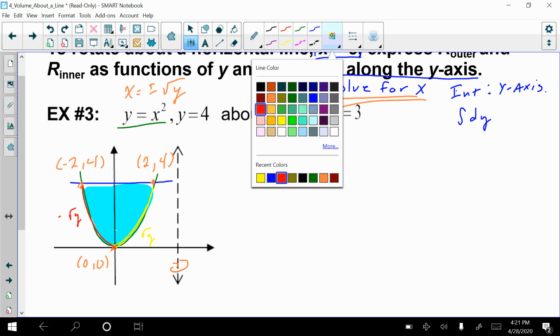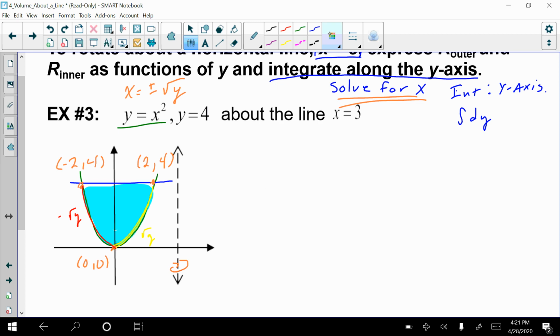So let me pick a different color here. Now the inner radius is going to be made from the line of rotation to the boundary, the part that makes up our function here. So this is going to be our inner radius. And our outer radius is also going to go from the line of rotation, but it's going to go to the far end of the function. So this is going to be our outer radius.